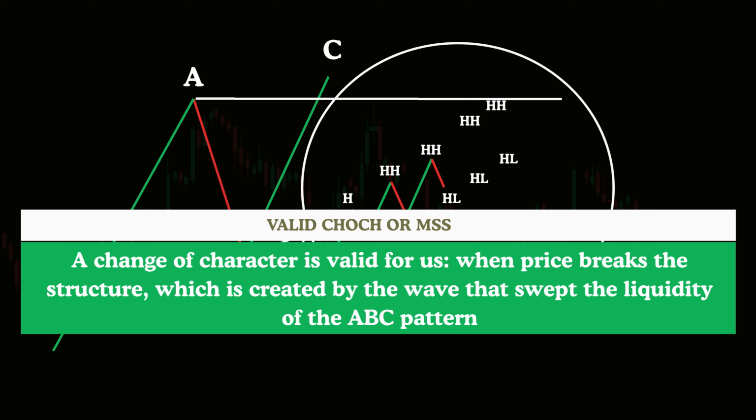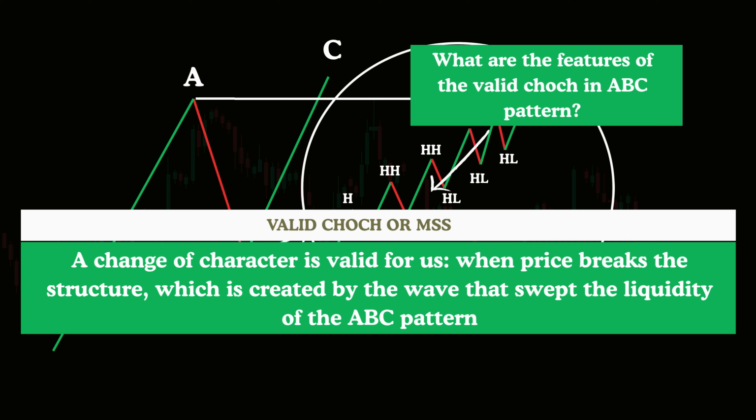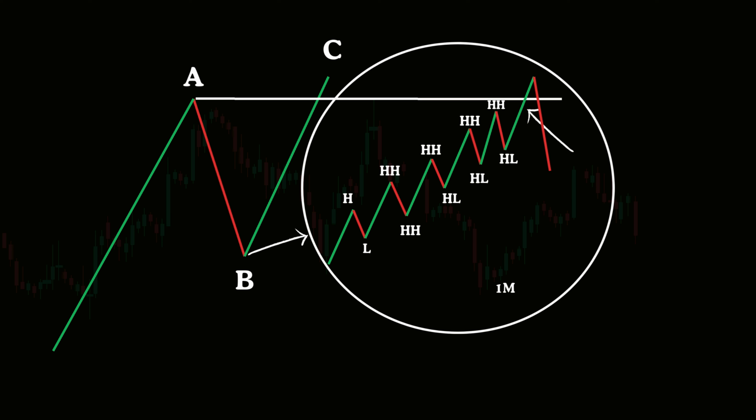Now, what defines a valid change of character within the ABC pattern? Under our strategy, a change of character becomes valid when price breaks the structure formed by the wave that triggered the liquidity sweep in the ABC setup. As you can see here in this scenario, price swept the liquidity by this tiny wave, so if price breaks and closes a candle below this structure, then we have a valid change of character here.